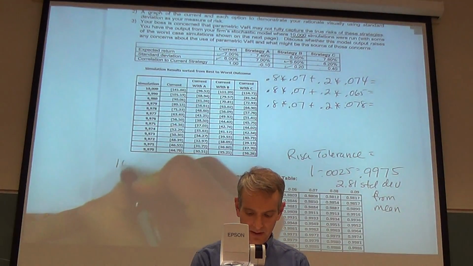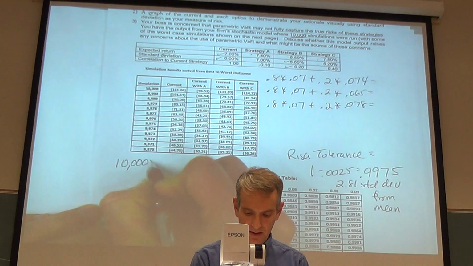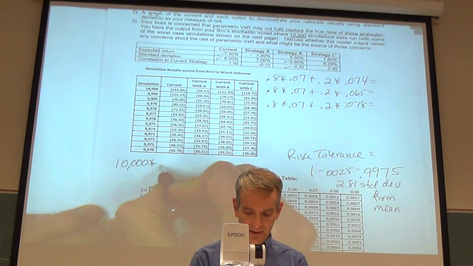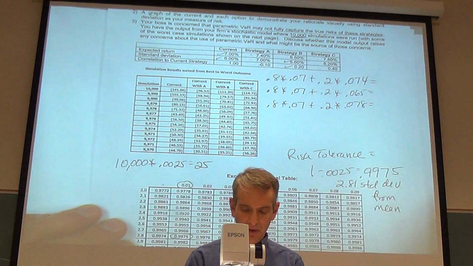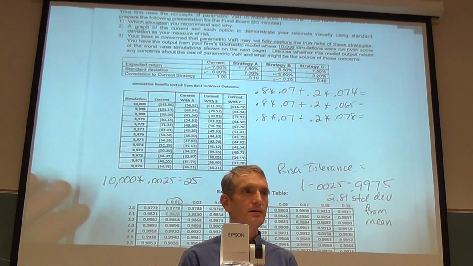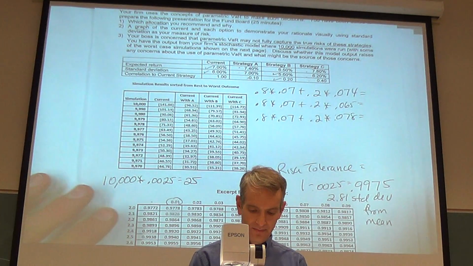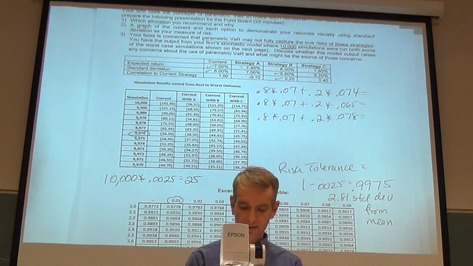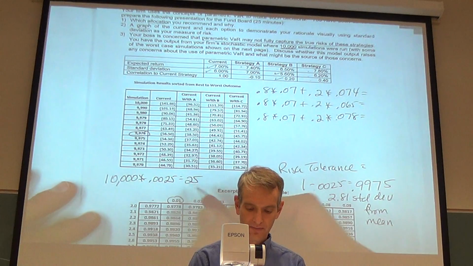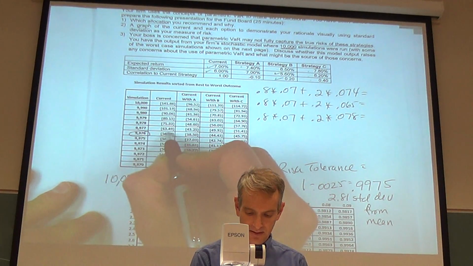Well, we ran 10,000 simulations. Our risk tolerance is 0.0025, so that equals 25. What's the 25th one from the end? So it's going to be 9976. You take 10,000 minus 25 plus 1, 9976.